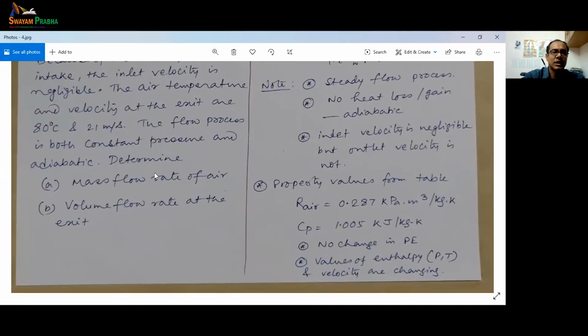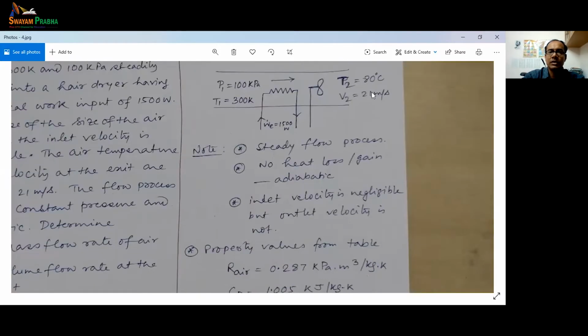So what you need to determine is the mass flow rate of air and the volume flow rate at the exit. You know the velocity at the exit, but you don't know the volume flow rate. For that you require the specific volume as well, right? So we need to find out all these things.